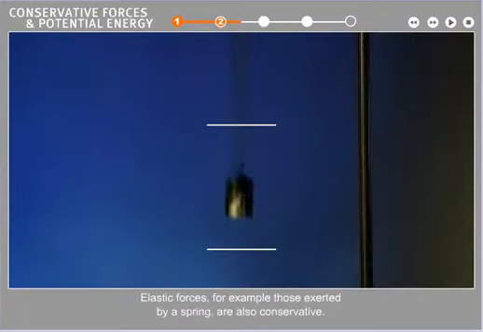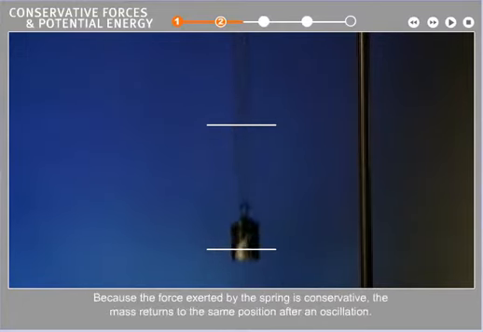Elastic forces, for example those exerted by a spring, are also conservative. Because the force exerted by the spring is conservative, the mass returns to the same position after an oscillation.